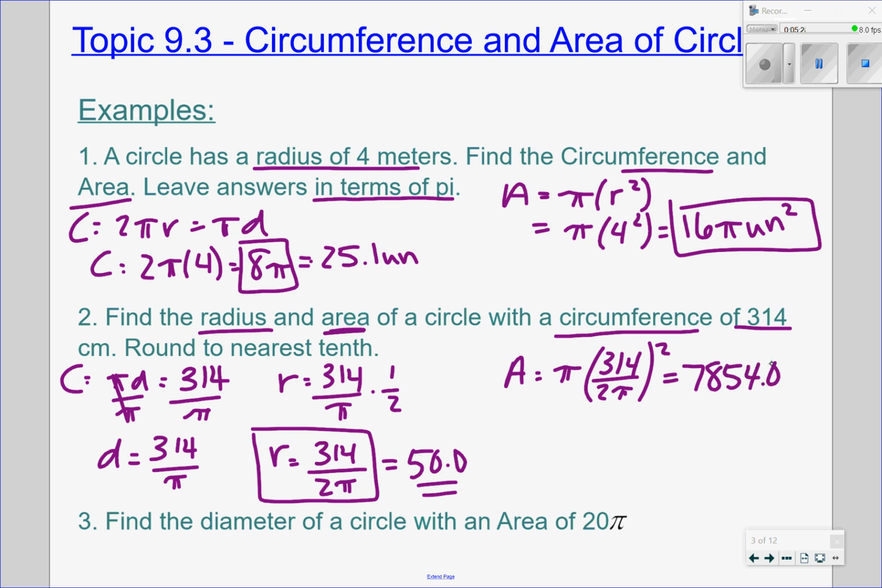You get 7,854.0. And then in this case, this would be square centimeters for our area. Okay, where our radius would just be units in centimeters.